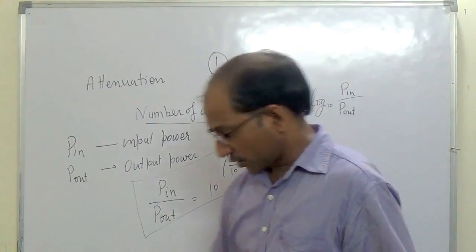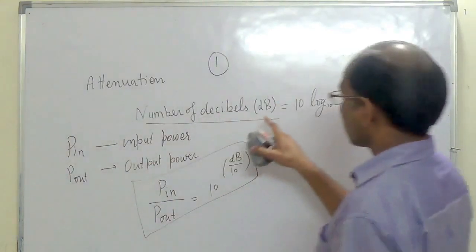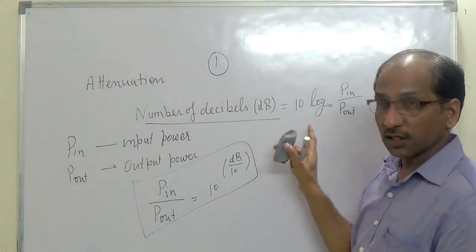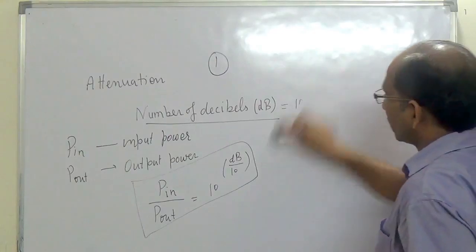So this is the first case, and the formula is very simple. dB is equal to 10 log base 10 of P input and P output.